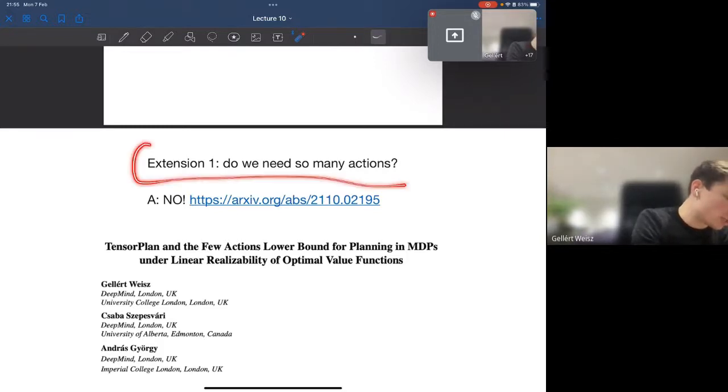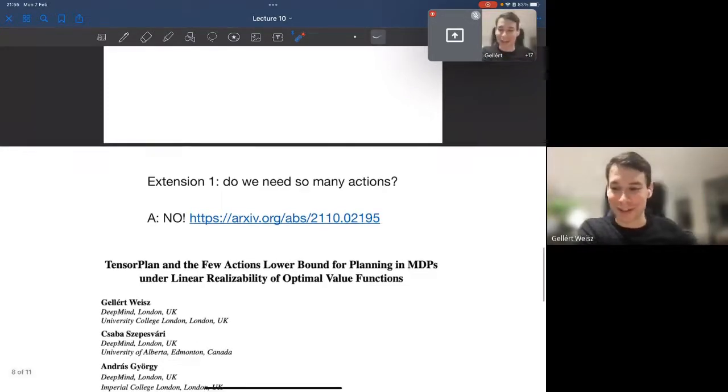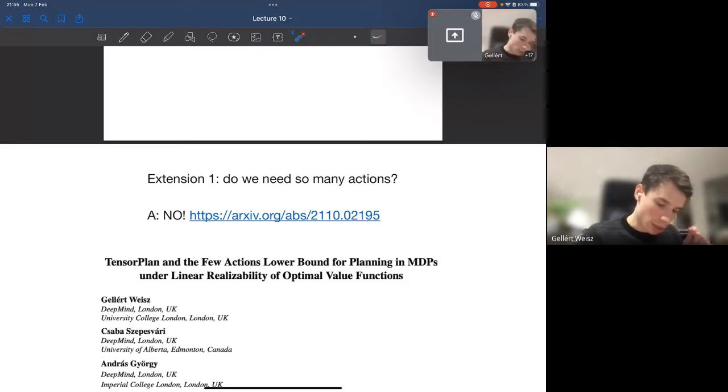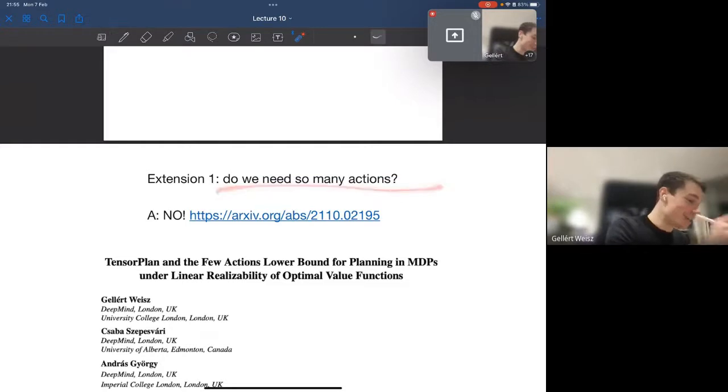One extension is the question: do we need so many actions? Are we cheating by having an exponential number of actions? And the answer is no, we're not cheating, because we still said the whole MDP can be compressed into d parameters, right? So you don't necessarily need to try all the actions. It just seems to be the case that there is a construction that makes you have to do this. But obviously it begs the question: is this necessary for the construction to work? Or can you make an exponential lower bound that has a lower number of actions? And it turns out that, the way I asked the question, no, we don't need so many actions.